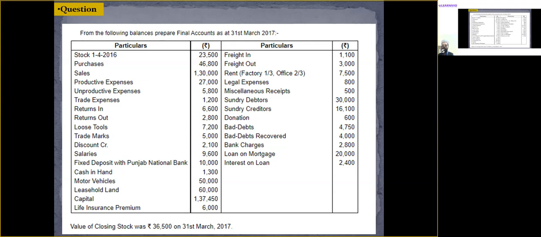Loose tools are equipments. These are equipments used in factory. It is like machines. So loose tools basically means these are kind of screwdrivers or something. So the loose tools are kind of assets. So loose tools will be recorded in the balance sheet on the asset side. 7,200 in the balance sheet on the asset side.